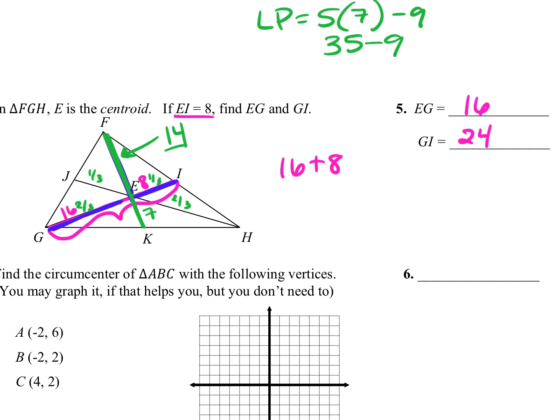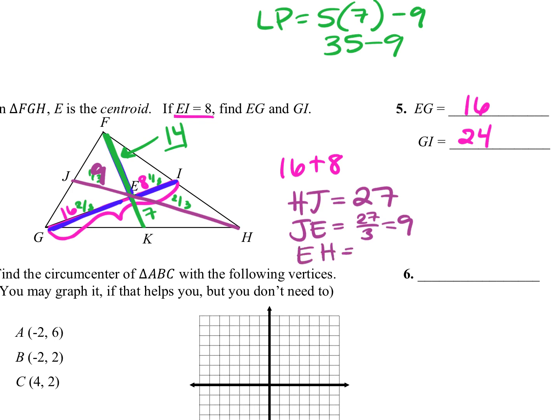Okay, or the last one, if I give you the whole thing, if I tell you that HJ is 27, okay, that's 3/3. So if I want 1/3, I would have to divide by 3, and that would mean JE is 27 divided by 3. So that's 9. Okay, so this would be 9. And then EH would be double that. So that would be 18.